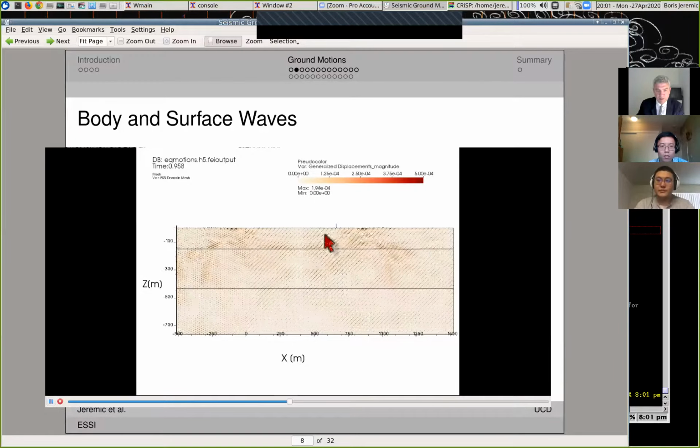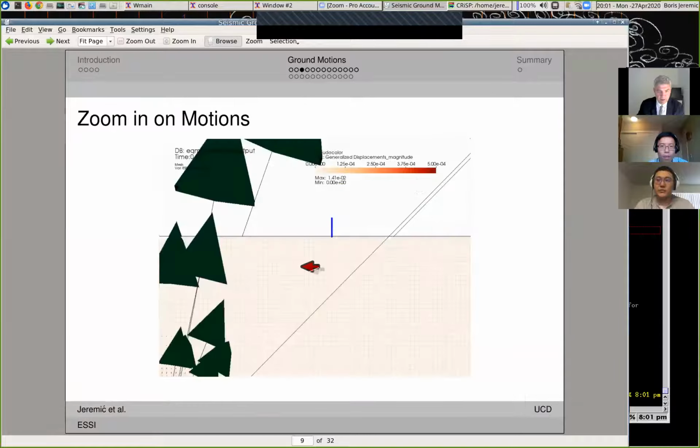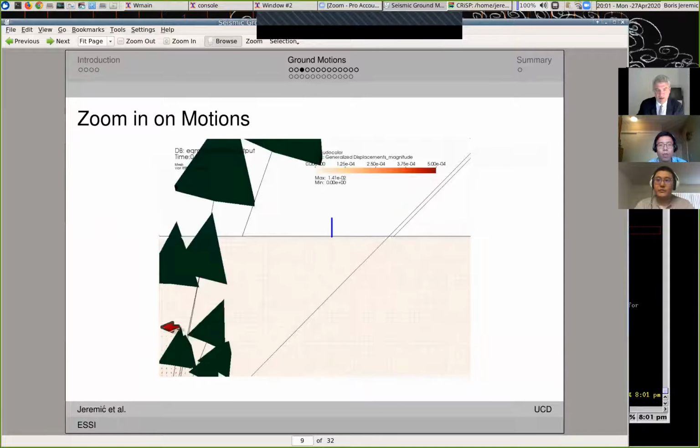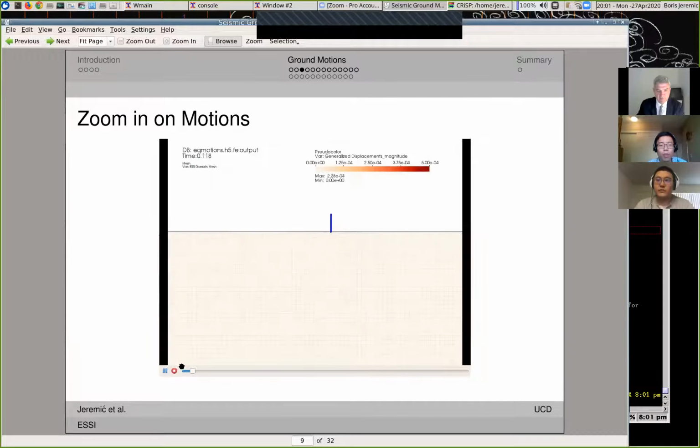So now what I'm going to do, I'm going to zoom in on this section here and show you what happens when these waves reach the surface. Let's stop this. Let's go to the next slide. Here's that same location. Again, this is not a structure, just a location, just to show that this is the same location. Let's look at this.